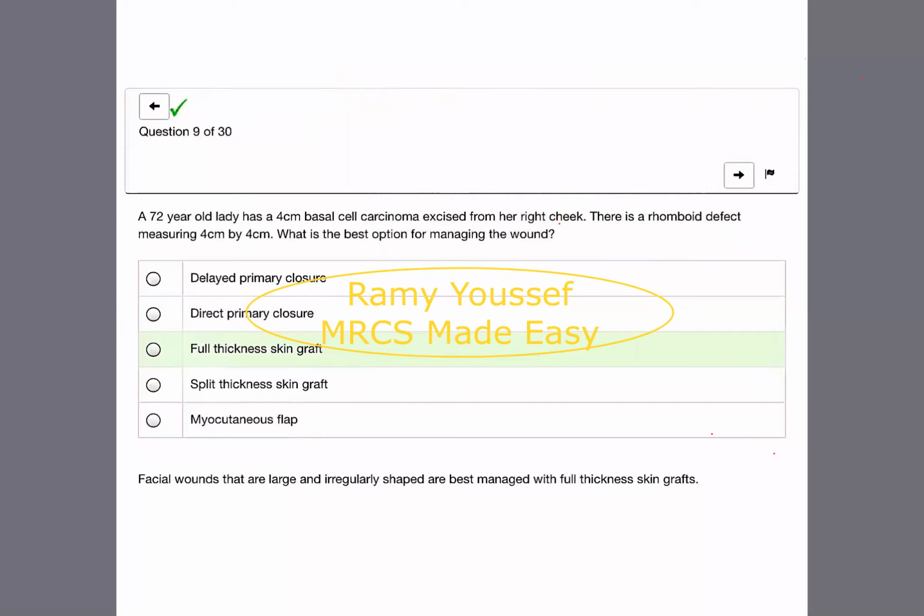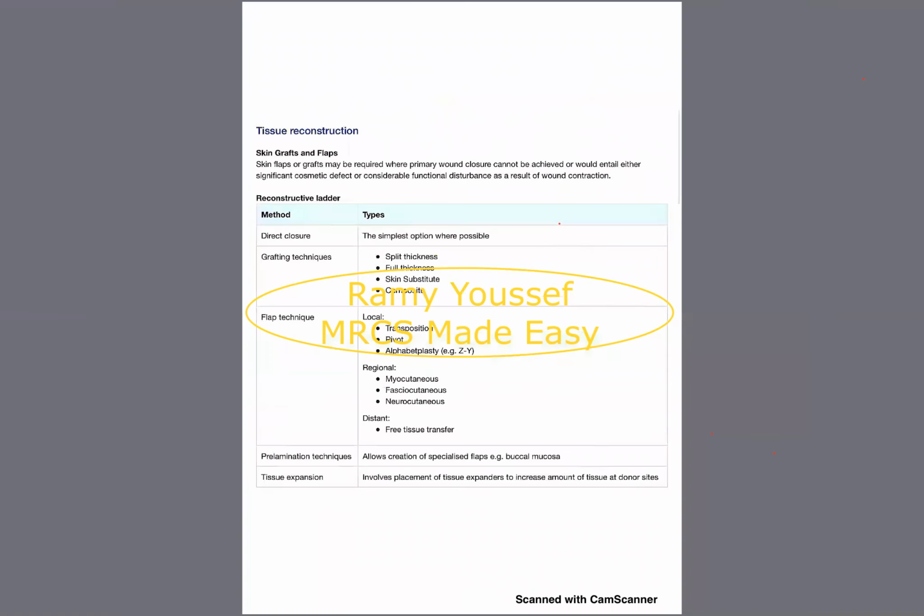Excuse me, can I give a note? Yes. How do we differentiate when we use a flap and when we use a skin graft? In case of BCC and squamous cell carcinoma also, we avoid using a flap the first time because we don't know if we have a safe margin. So we use a skin graft.